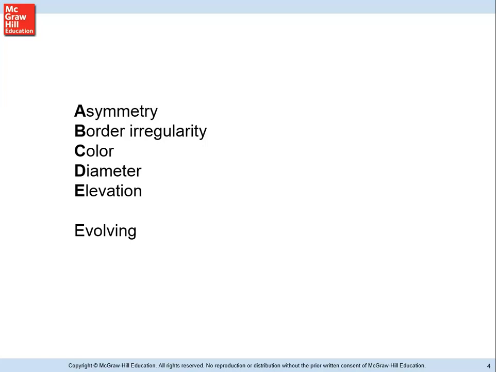Our last little statement here is evolving. So if any of these 5 criteria are changing from what they were to something else, that's concerning. And I guess I should go back to the color thing. It doesn't have to get darker. It could get lighter, or irregular coloration would also be a concern. So anything that's different than the rest of your skin's coloration is a problem there. But if any of these 5 criteria are changing, that's something to pay attention to, because change in this case is not a good thing.